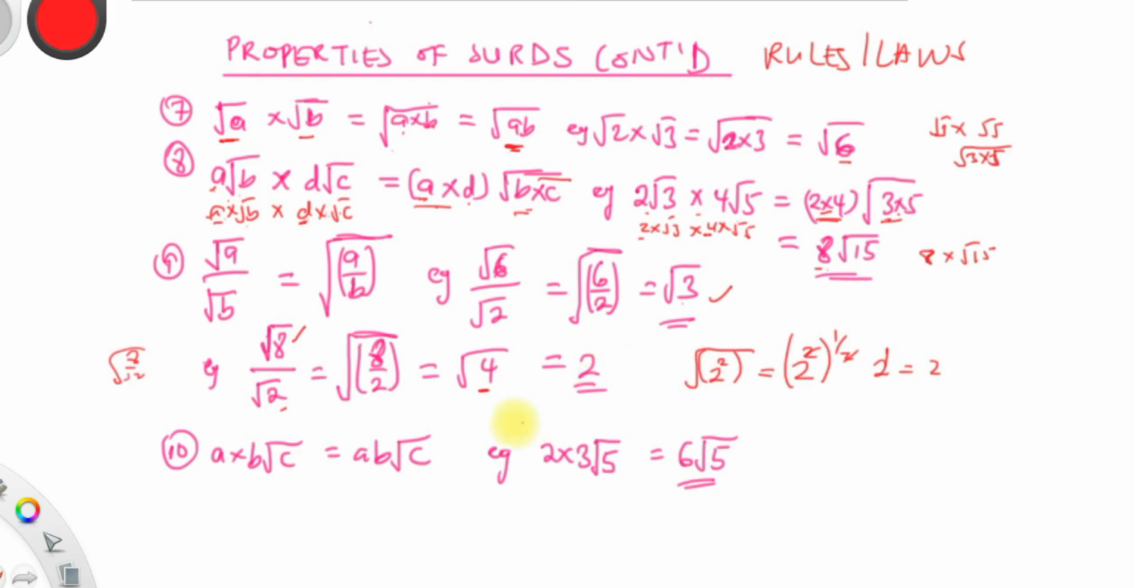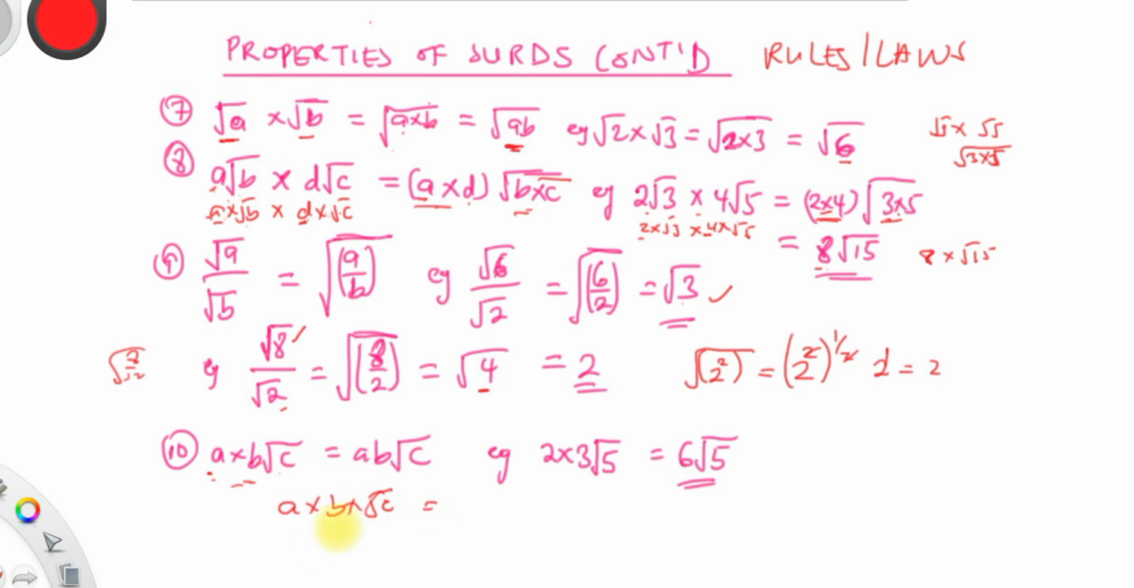The last property is property number 10. So if you have a times b root c, where a and b are rational numbers, we can write this as a times b times square root of c. That's what it means.